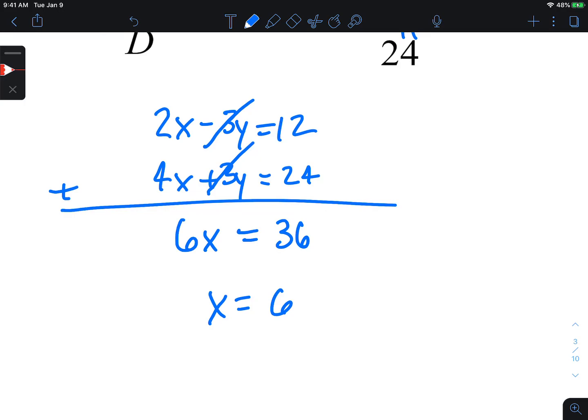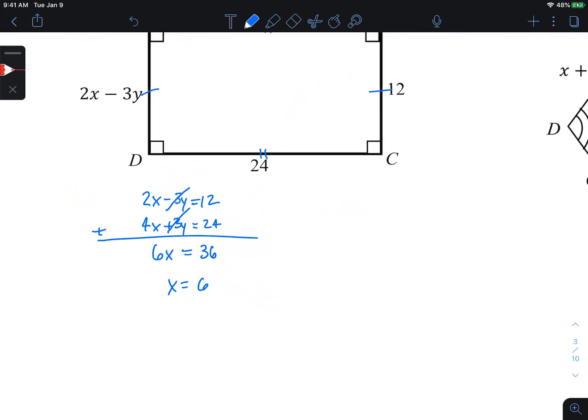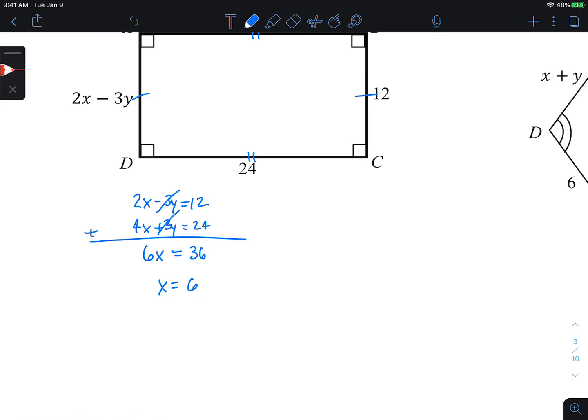Okay, so this is using elimination this time. After you divide, you do get 6. And then after you do that, I want you to take your 6 and plug it right back into one of the two equations. I'm going to plug it into the first one, but really, they're about the same difficulty, honestly. So what is this? 12 minus 3y equals 12.